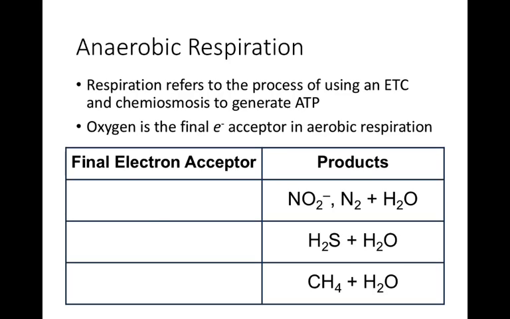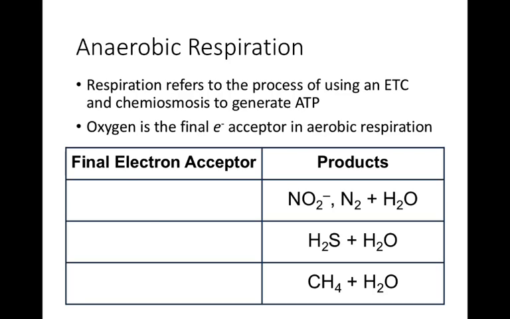What's different though is what the final electron acceptor is. And this is where we see the dichotomy between aerobic and anaerobic. So aerobic, oxygen used. Anaerobic, something else. There are three very common final electron acceptors, and we find this in different types of bacteria. The first one, nitrate, or NO3 minus. The second one, sulfate, SO4 2 negative. And the final one, carbonate, CO3 2 negative.